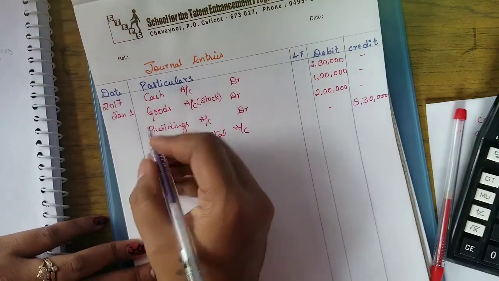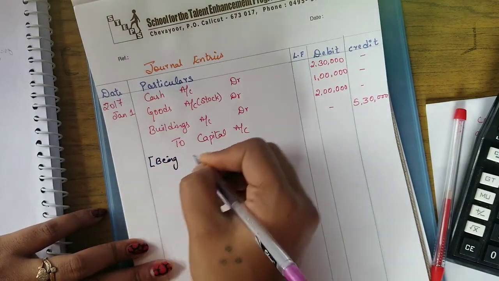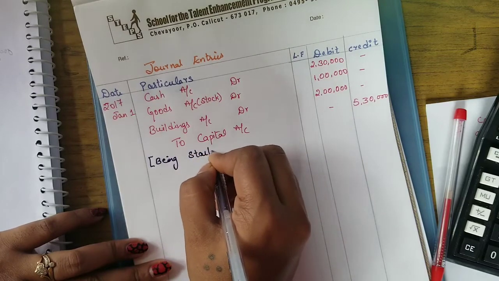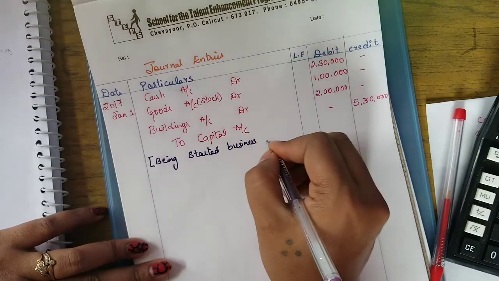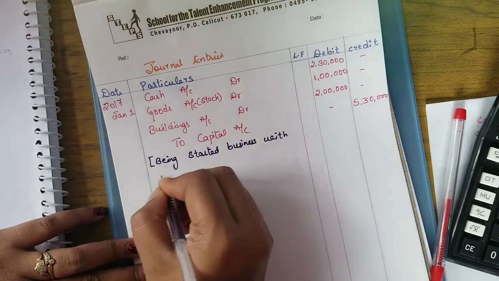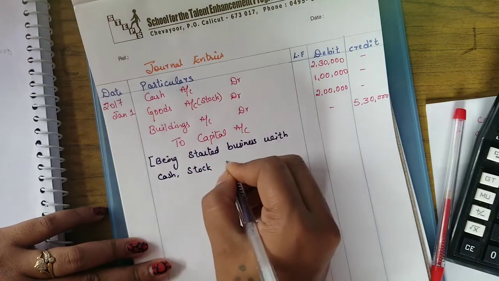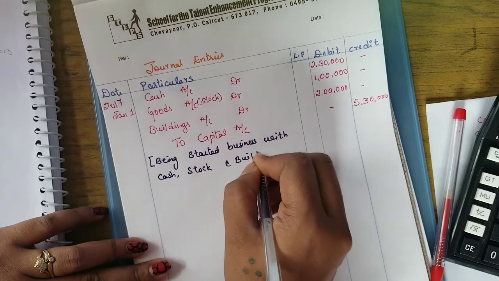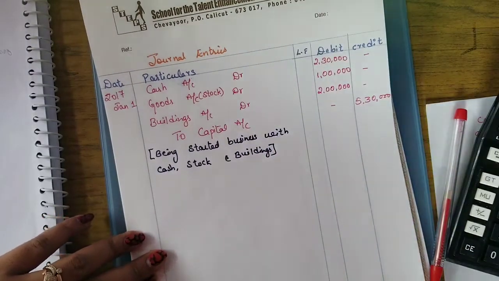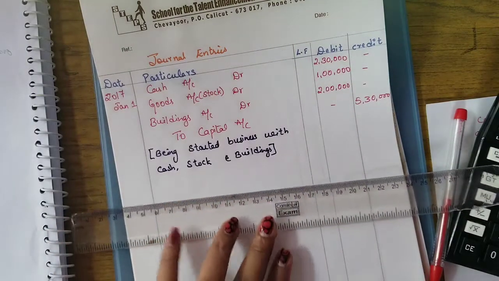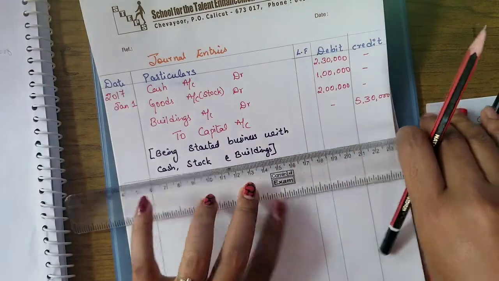Alright. So starting with brackets, being started business with cash, stock and buildings. So this will be your narration. Are you able to follow me? So draw the line.